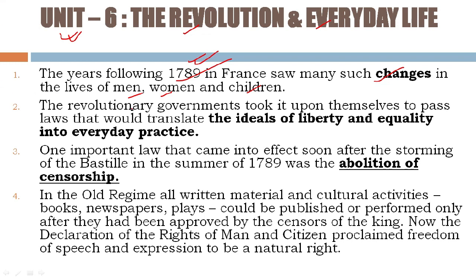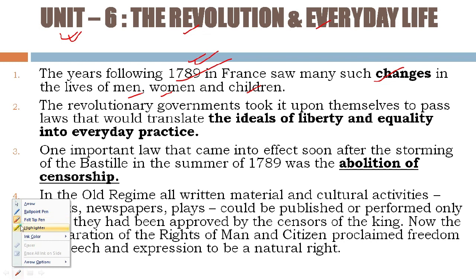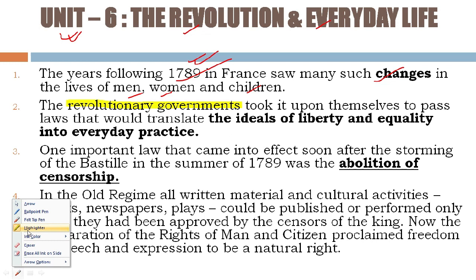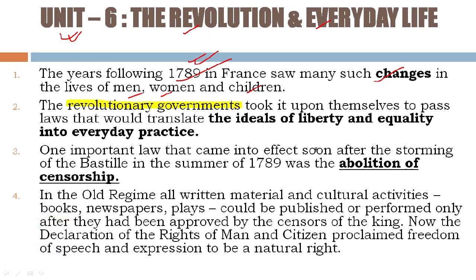Second, we see the revolutionary governments took it upon themselves. Here we need to highlight one very important point. We are talking about revolutionary governments. Clear? Those governments which wanted a positive change in the society took it upon themselves to pass the laws that would translate the ideals of liberty and equality into everyday practice. So the revolutionary governments ensured that the ideals of liberty and equality were practiced in everyday life. The laws were made accordingly, which could leave an impact on the people's mind.